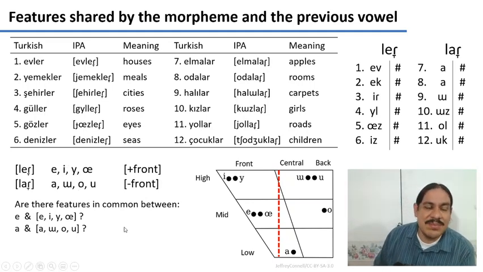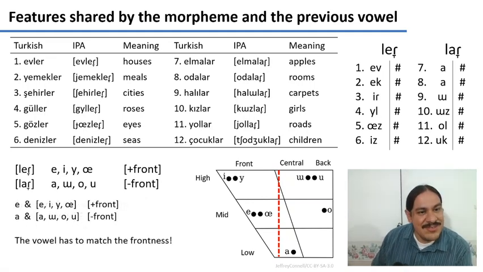This also gives us something very desirable. Plus front is also a characteristic of the vowel in this allomorph. In ler, there's an e, which is also a plus front sound. In lar, there's an a, which we can describe as a not front sound.